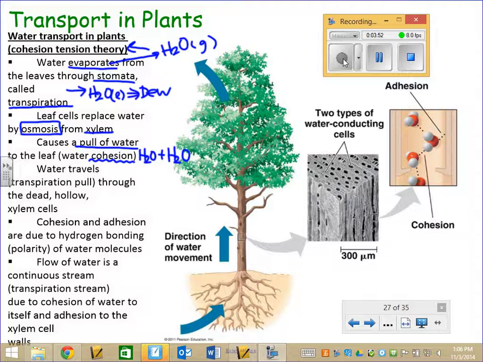When one water molecule leaves, it pulls the one right behind it up to take its place. So water travels because of transpiration pull through the dead, hollow xylem cells. So that's just reminding you that xylem is not living tissue like phloem is. Xylem is a hollow, dead cell through which water is transported.